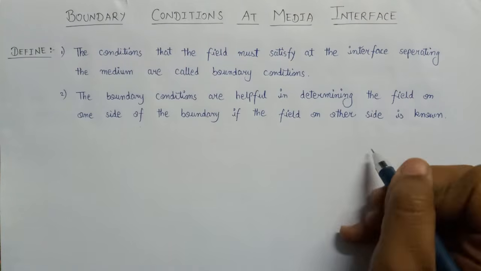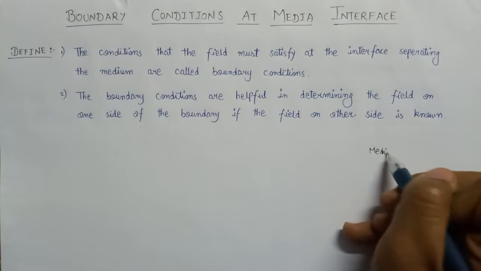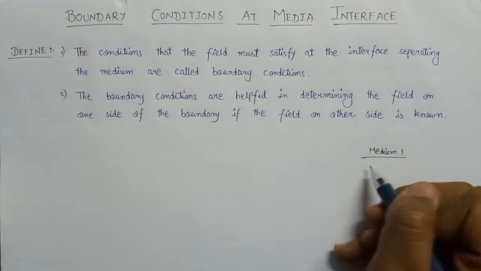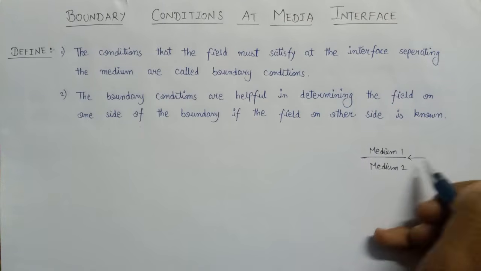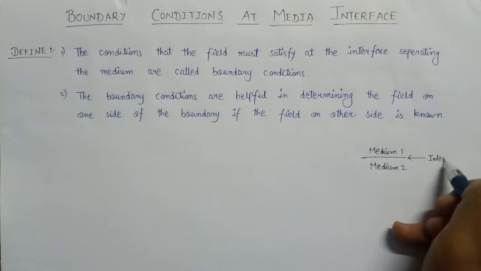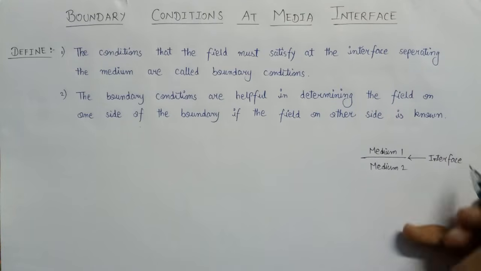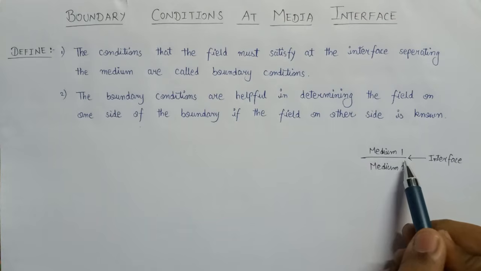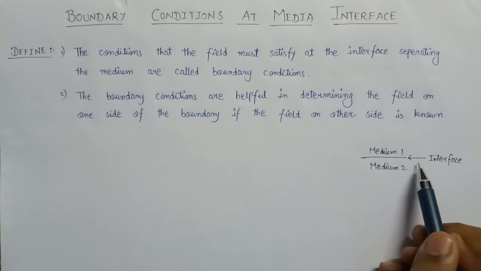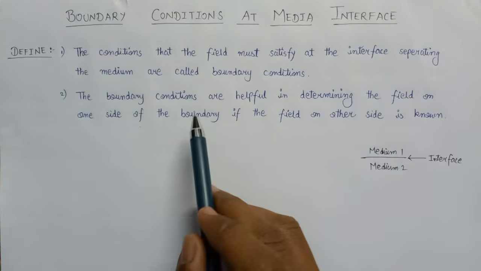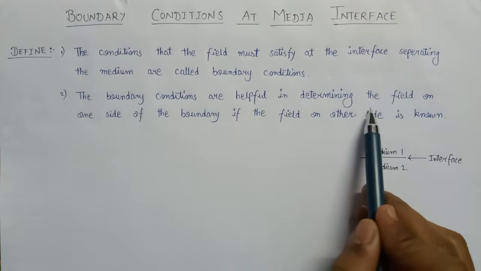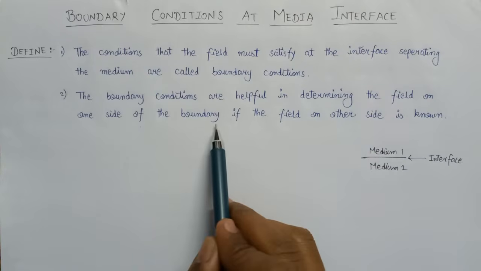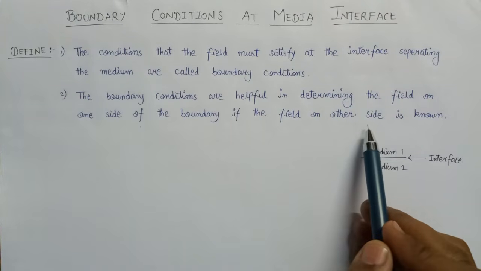So let's suppose here is the medium 1 and here is the medium 2, and this is nothing but the interface. Now at the interface some conditions are applicable and should be satisfied, and these conditions at the interface are nothing but boundary conditions. Moving on to the next definition, the boundary conditions are helpful in determining the field on one side of the boundary if the field on another side is known.